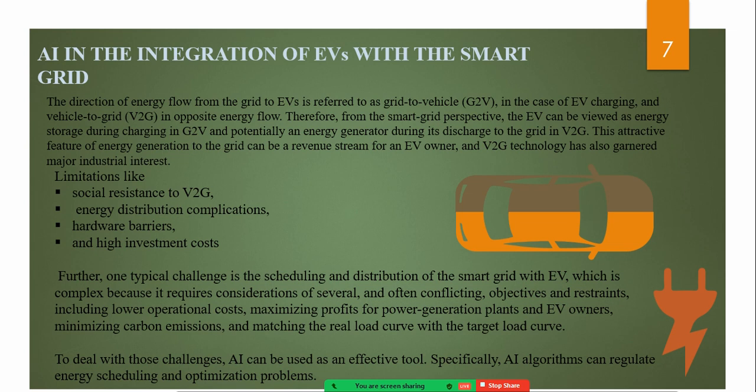But at the same time, there are many limitations like social resistance to V2G, energy distribution complications, hardware barriers, and high investment costs. So, in a nutshell, I can say that artificial intelligence can be used as an effective tool. Especially artificial intelligence algorithms can regulate energy scheduling and optimization problems.